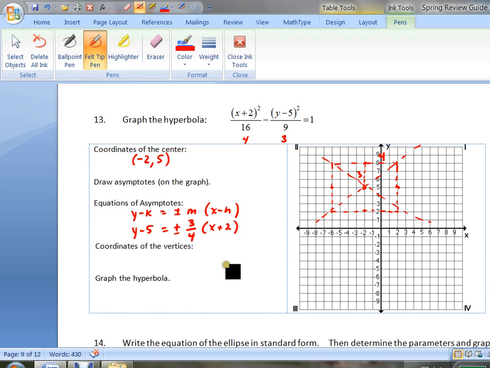The coordinates of the vertices. Okay, well first I need to figure out which direction and go ahead and draw in the hyperbola. Since the x comes first, I know it must be a horizontal hyperbola. So I'm going to go ahead and draw in that horizontal.